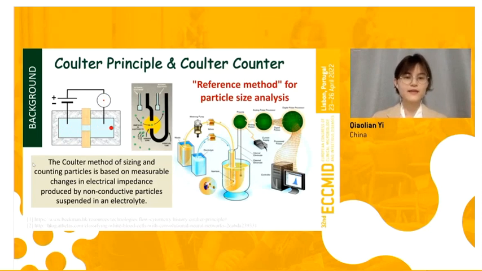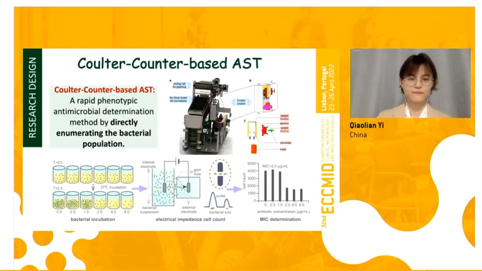Here, suspended particles pass through a small opening between electrodes. In this sensing zone, each particle displaces its own volume of electrolyte, and this is measured as a voltage pulse. The height of each pulse is proportional to the volume of the particle. Then a particle is counted. Such a system is able to individually count several thousand particles per second and size them with great accuracy.